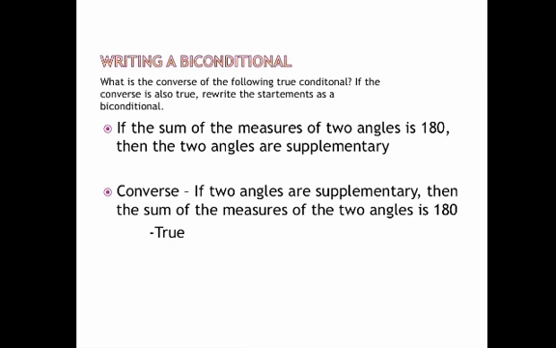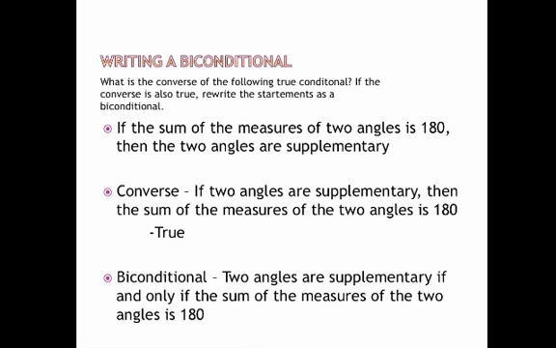So that means your biconditional is going to be putting those two statements together with the words if and only if. So two angles are supplementary if and only if the sum of the measures of the two angles is 180. So that is your biconditional.